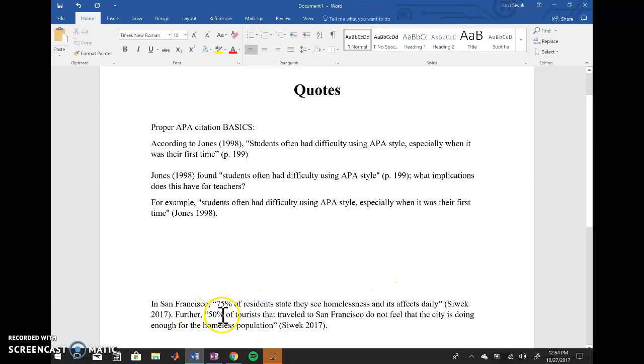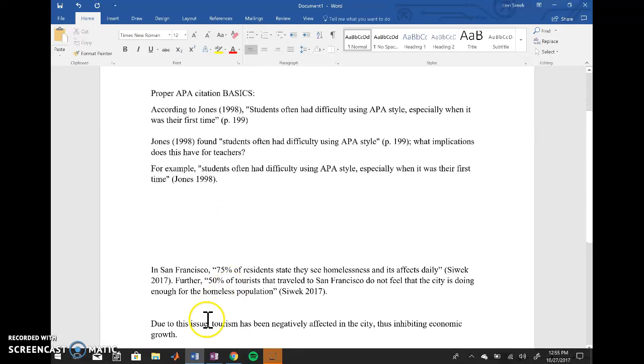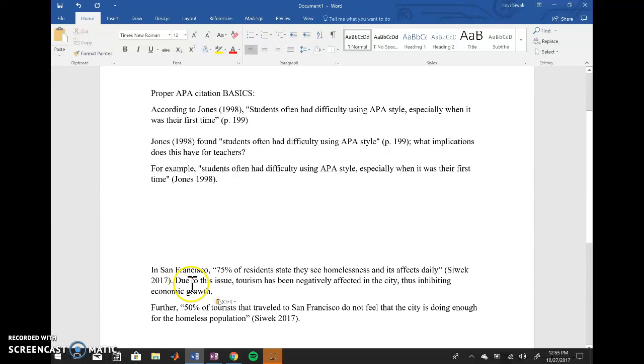So they say, further, 50% of tourists who have traveled to San Francisco do not feel that the city is doing enough for its population, then the proper citation. Even though this is perfect citation and it makes sense, it is grammatically correct and follows the guidelines, it just jumps from idea to idea with no fluency or transition between. I think it would be really beneficial to include a little analysis sentence in between the quotes to separate them out.